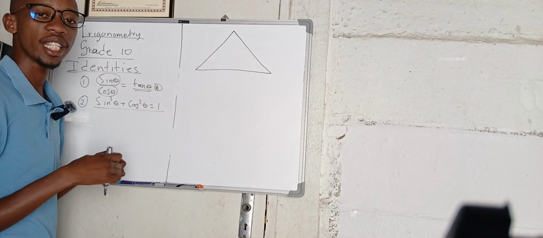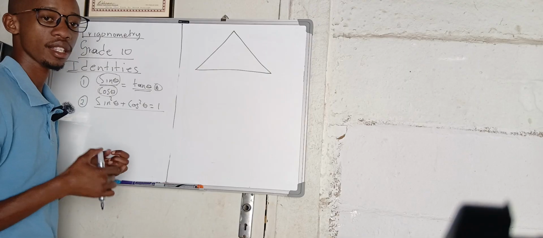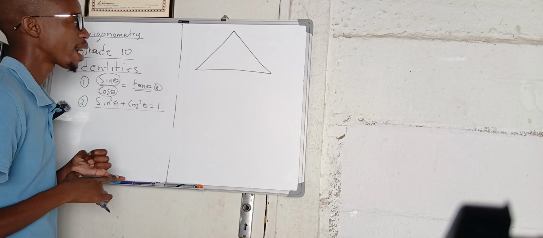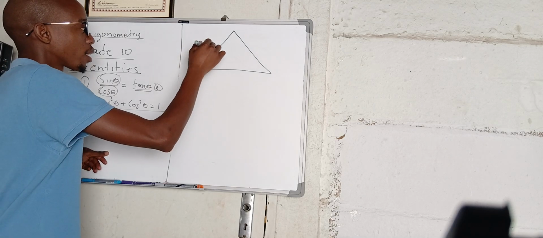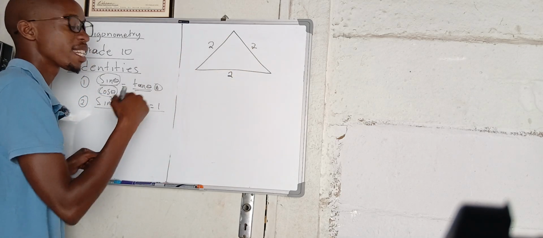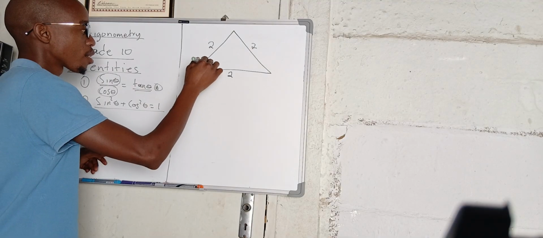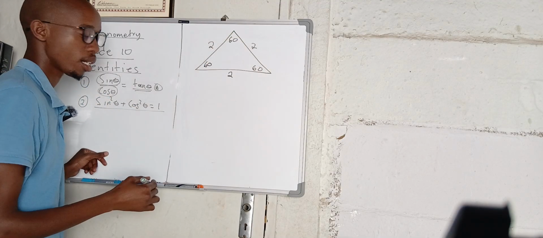So we have what you call an equilateral triangle. What is an equilateral triangle? It's a triangle that has equal angles and equal sides. So I'm going to put the equilateral triangle sides as 2 here, 2 here, 2 there. And then the internal angles, I'm going to write them as 60 degrees, 60 degrees, and 60 degrees.